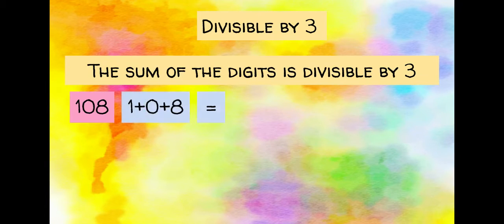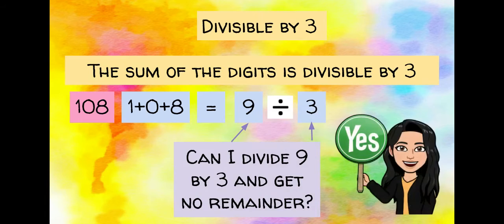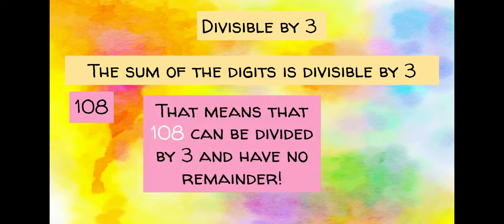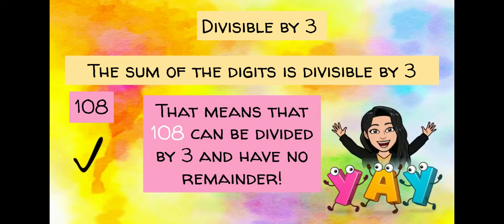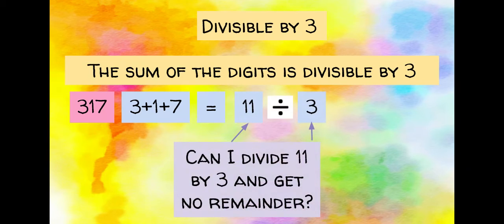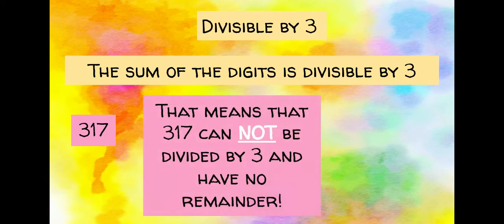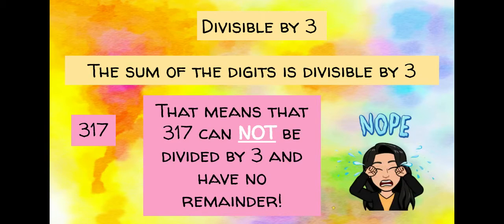108 is 1 plus 0 plus 8. That's 9. Can I divide 9 by 3 and get no remainder? Yes, I can. That means that 108 can be divided by 3 and I will have no remainder. 317. 3 plus 1 plus 7 is 11. Can I divide 11 by 3 and get no remainder? No. So that means that 317 cannot be divided by 3 and have no remainder.